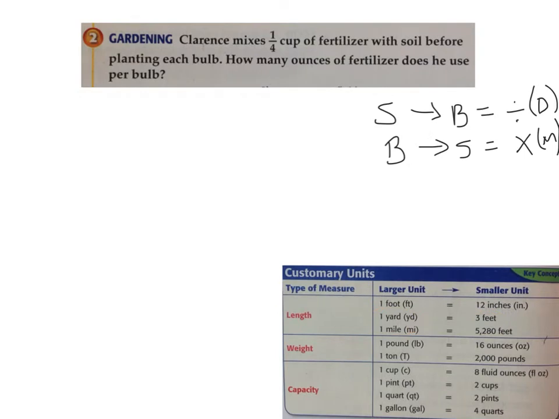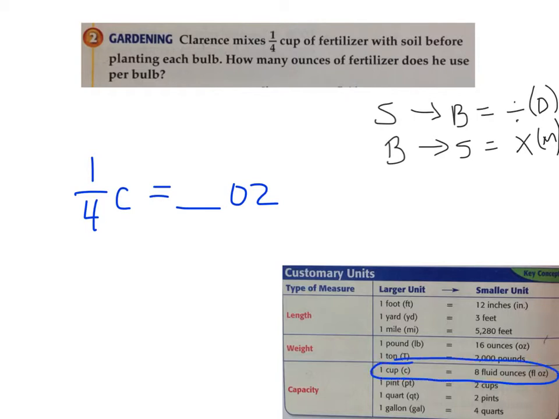So in this problem here, it says Clarence mixes 1/4 of a cup of fertilizer with soil before planting each bulb. How many ounces of fertilizer does he use? So I'm going to set this up just like this. So this is how many ounces. Now I can see down here that 1 cup equals 8 ounces. And I see that cups are larger than ounces. So I'm going big to small. So again, I'm going to multiply here.